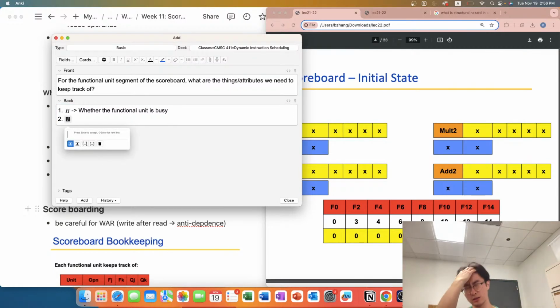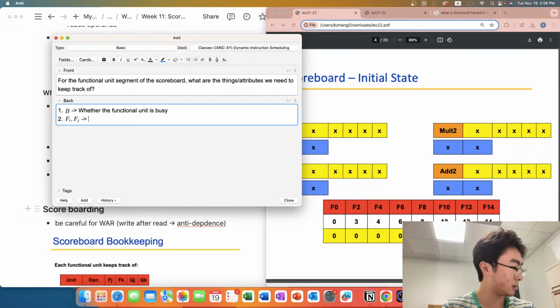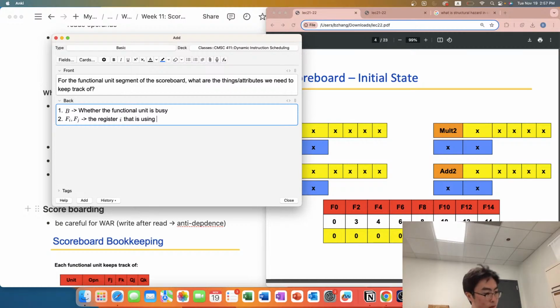I want to say also like a F, I, F, J. Register I, that is. I know we need the registers that are being read, and then the registers that are being written too.